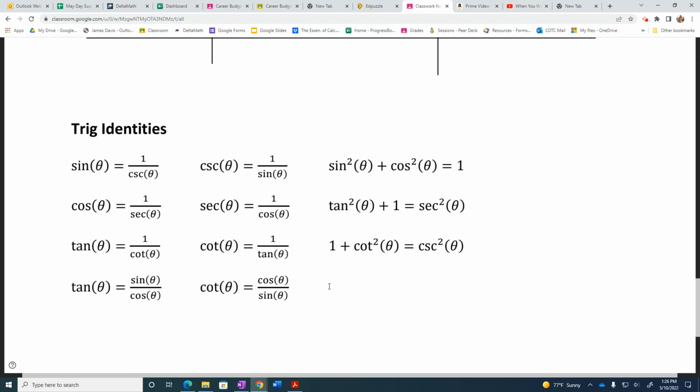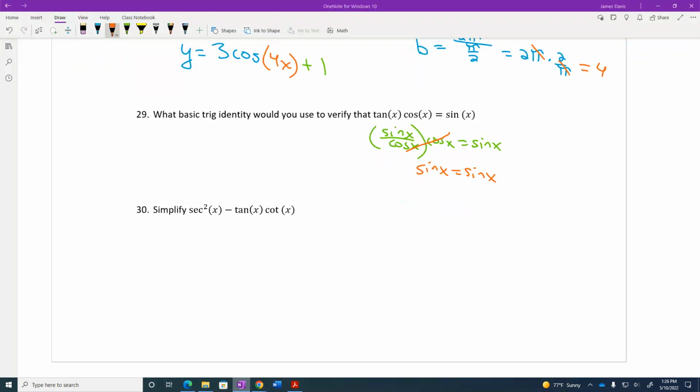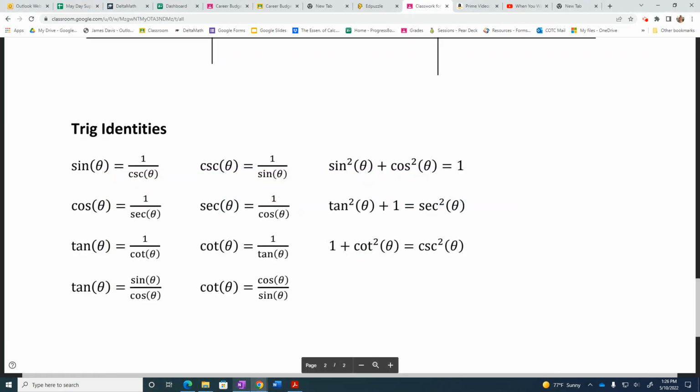What are the percents do? You'll get a single trig function. Yeah, you get a single trig function. So the answer is tan squared.